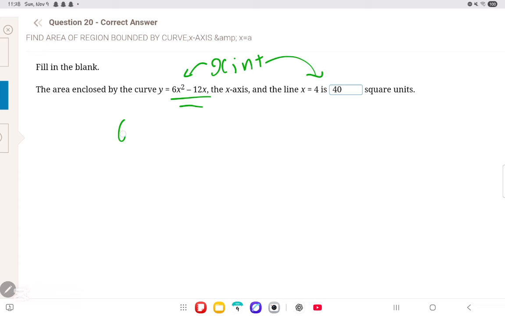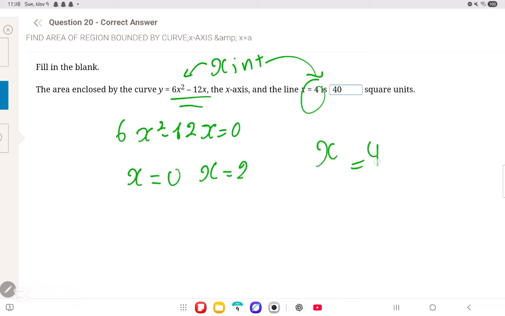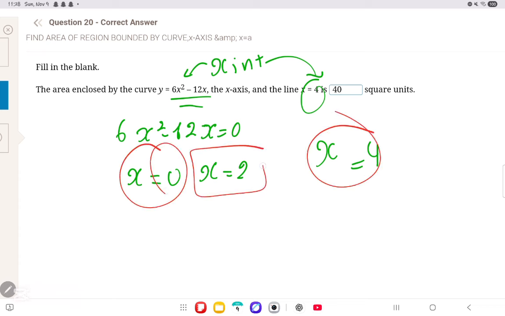Here, it's going to be 6x squared minus 12x. You will make it equal to 0. So you will get x is either equal to 0 or x is equal to 2. And then here you also have x is equal to 4. So you have 0 and 4, and you have in between them 2. As long as 2 does not cross the boundary that was put for us over here, which is x equal 4, then we will be fine.